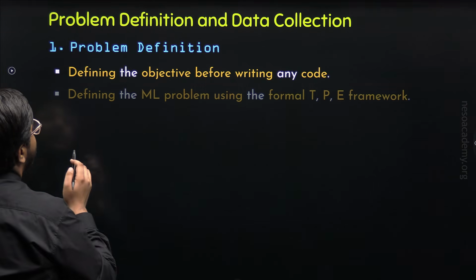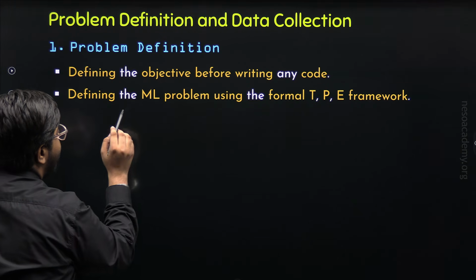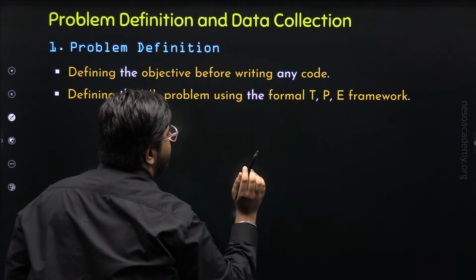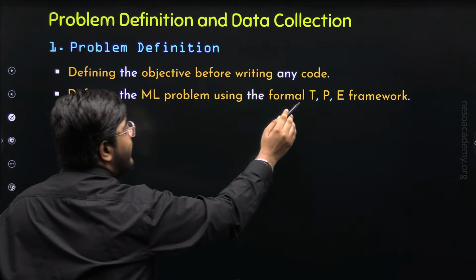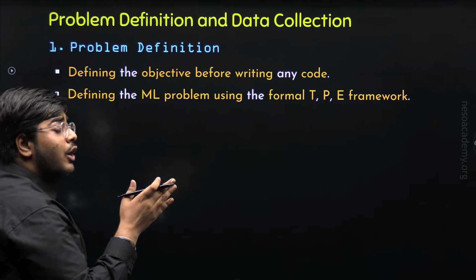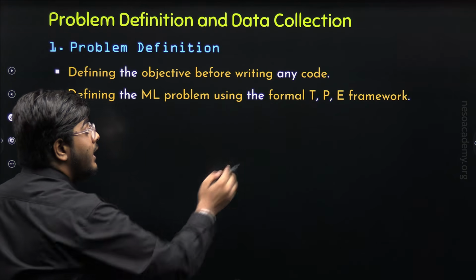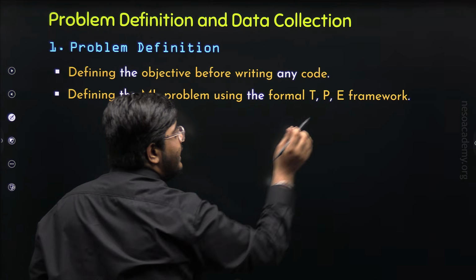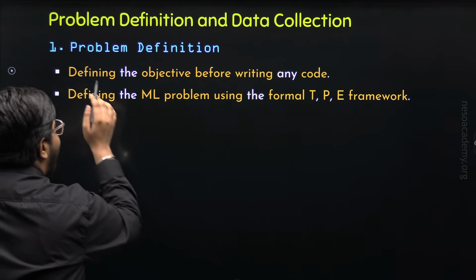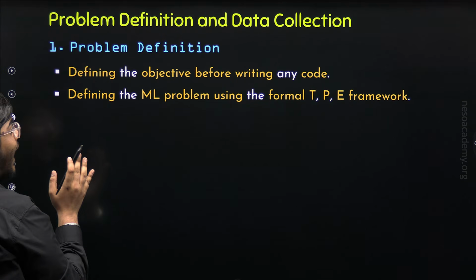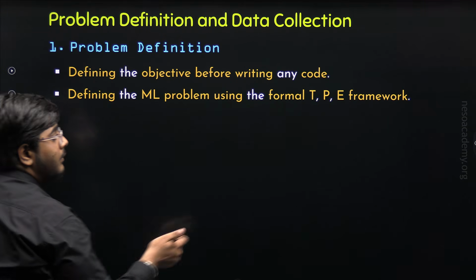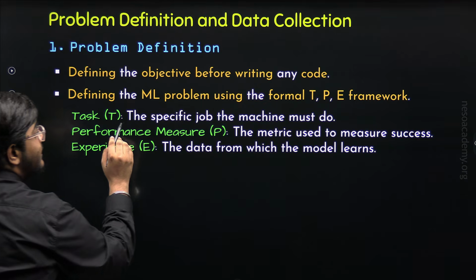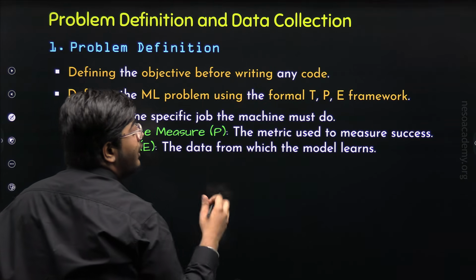Let's see the next point. Problem definition is defining the machine learning problem using the formal TPE framework. I have already explained you the TPE framework under the topic well-defined learning problem. T means task, P means performance measure, and E means experience. So while defining a problem statement, we need to identify the three components of that problem: task, performance measure, and experience.